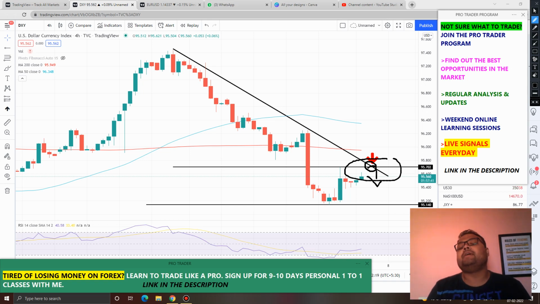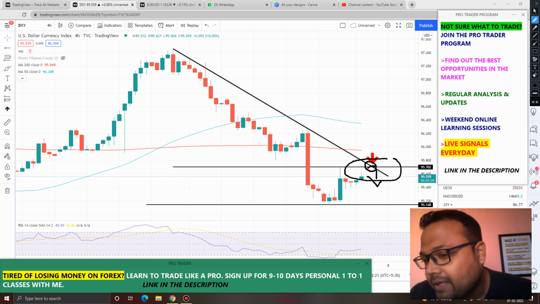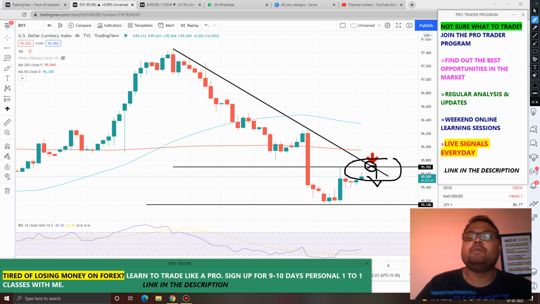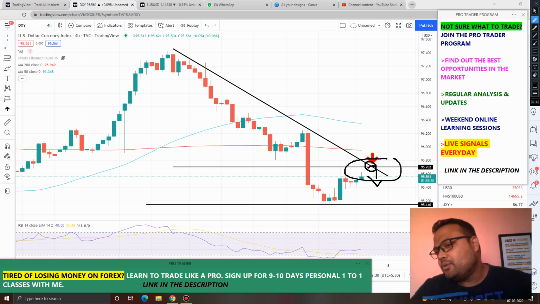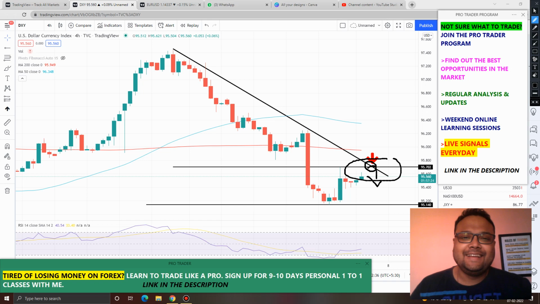If DXY fails to cross the level and starts coming down again, then we will see some buying on Euro USD. I don't want that because, honestly speaking, I'm looking for a correction on Euro USD because I want to go for some selling position.